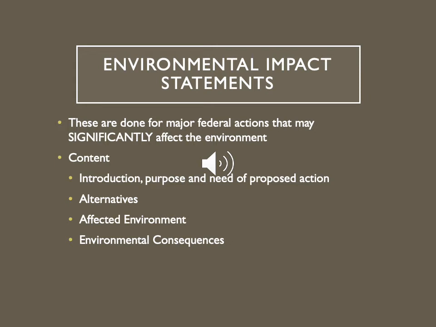You're going to have all this content in these documents. The introduction, the purpose and need of your proposed action, your alternatives in Chapter 2, all the aspects of your environment that are going to be affected in Chapter 3, and then all of the environmental consequences in Chapter 4. But what's the point if the agency doesn't have to actually choose the most environmentally sound alternative?